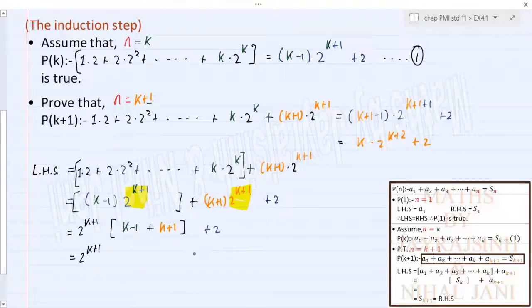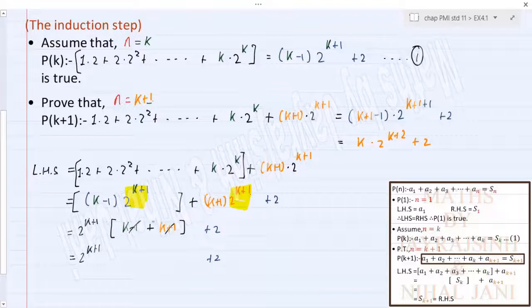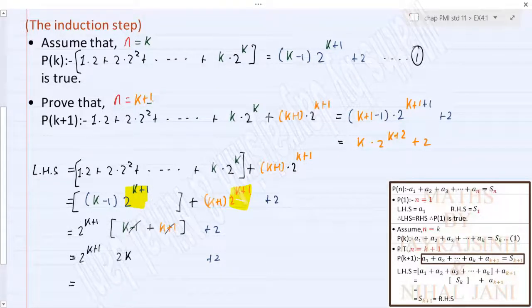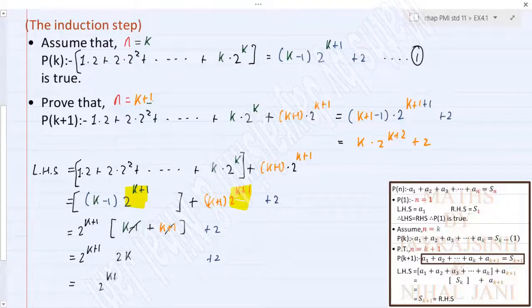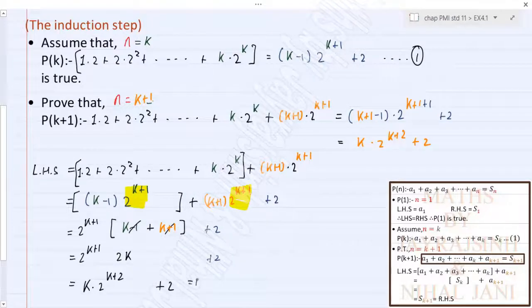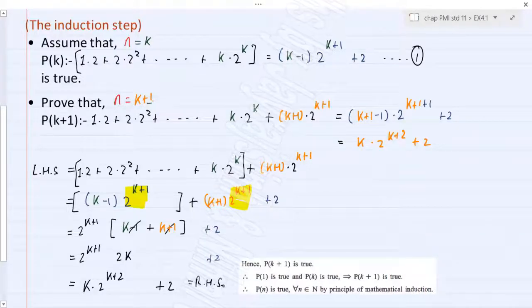2 raised to k plus 1 is there, and plus 2 will be as it is. Minus 1 plus 1 will be cancelled out. K plus k will be 2k, so the power of 2 raised to k plus 1 will increase by one. So k into 2 raised to k plus 1 plus 2. Hence, p of k plus 1 is true, and using PMI, we can say p of n is also true. Ta-da!